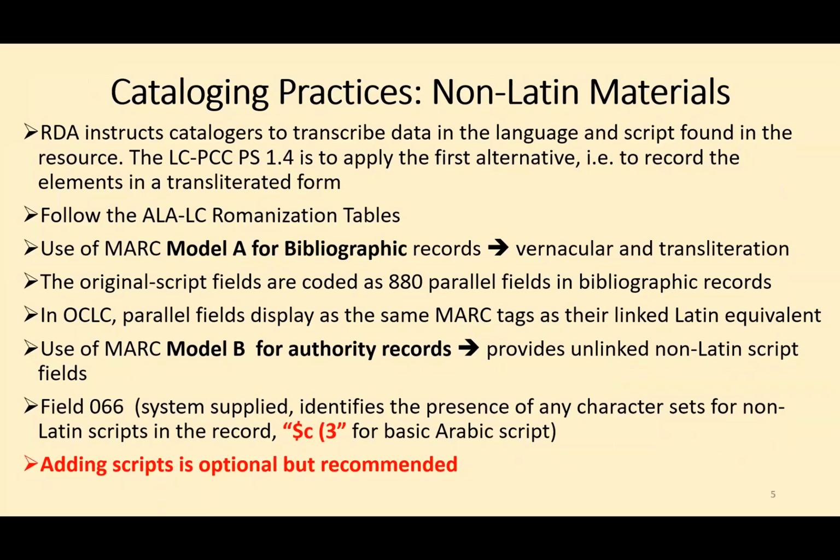When creating non-Latin scripts, libraries in the US have to follow these practices. Romanize the non-Latin data as instructed by the RDA, which is our cataloging code, and the LC-PCC guidelines. For the PCC libraries, we must follow the ALA-LC romanization tables. We use the MARC Model A in the bibliographic record, which is vernacular and transliteration in parallel linked fields, but we use Model B for authority records. We add the non-Latin scripts in unlinked fields. The field 066, which is system supplied, identifies the presence of any character set for non-Latin scripts in the record. According to the PCC guidelines, adding script is strictly optional, but highly encouraged.